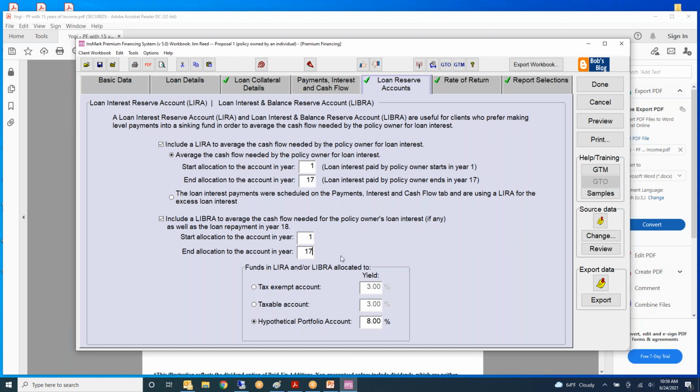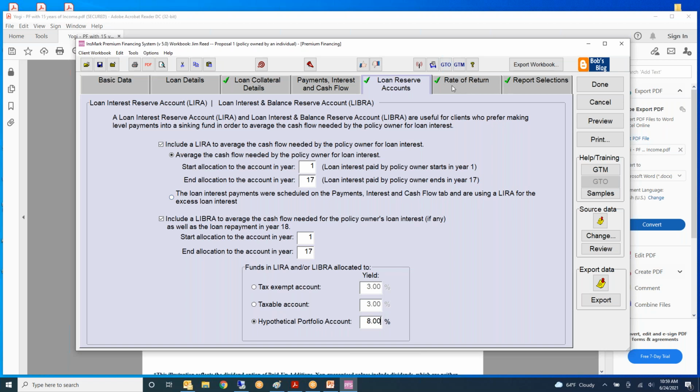And the money is going to be earning some kind of interest. So here you could do a tax exempt account earning 3%, 4%. Again, these are user choice and user input, okay? Here I am going to show some kind of an investment portfolio account, and it's earning a decent 8%, okay?